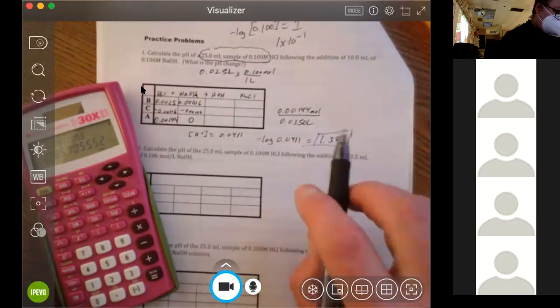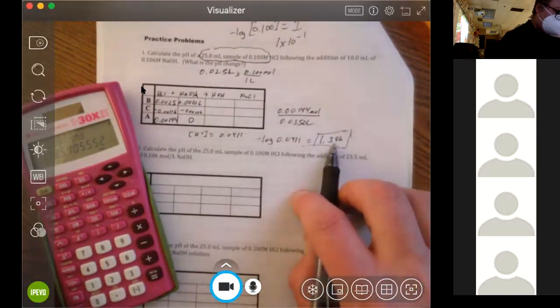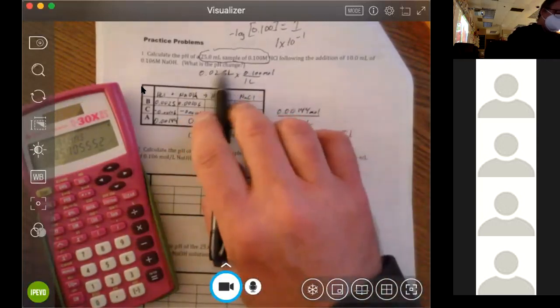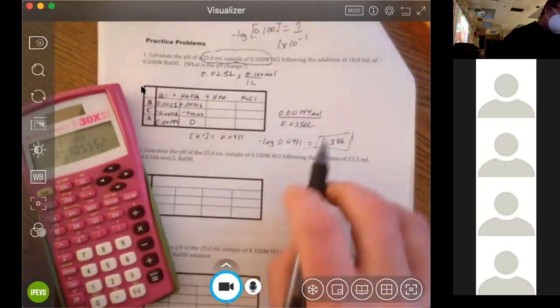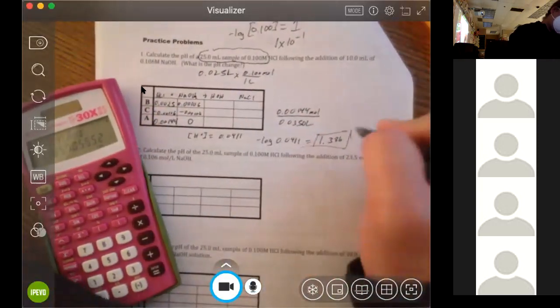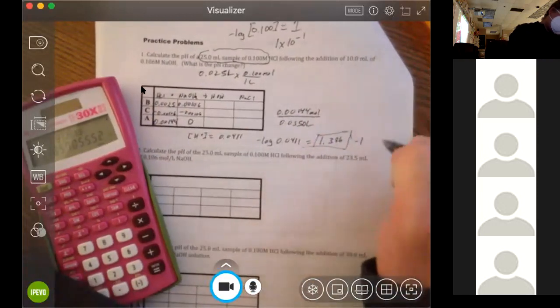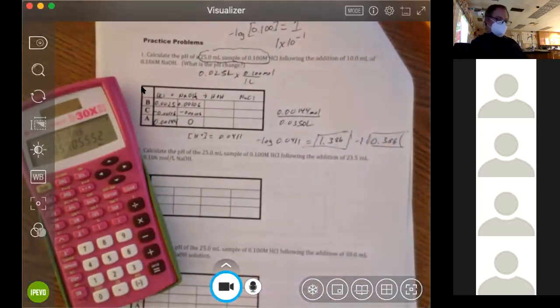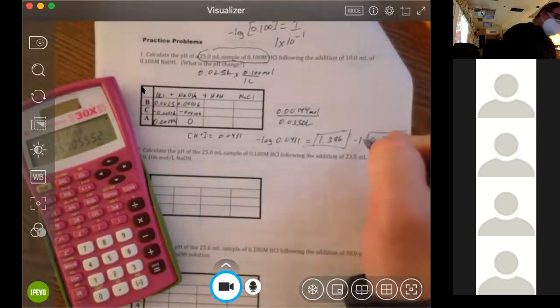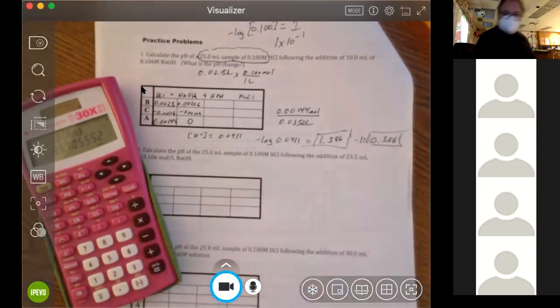So what are we going to do to get that change? We need to take this and subtract the 1 from it. And that's kind of a secondary question. So we've calculated the pH of this. The change is kind of a secondary question. So we're going to subtract the 1 from that, and we're going to get 0.386. Are we clear on the 35 milliliters?